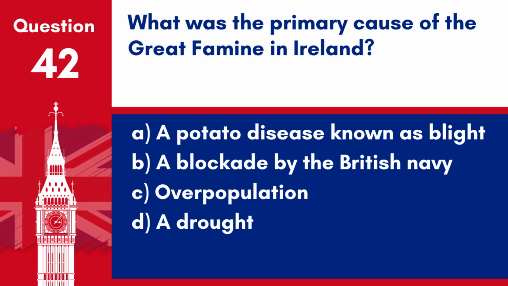Question 42. What was the primary cause of the Great Famine in Ireland? A. A potato disease known as blight. B. A blockade by the British Navy. C. Overpopulation. D. A drought. Answer A. A potato disease known as blight. The Great Famine in Ireland was primarily caused by a potato disease known as blight, which devastated the crop that was a staple food for much of the population.